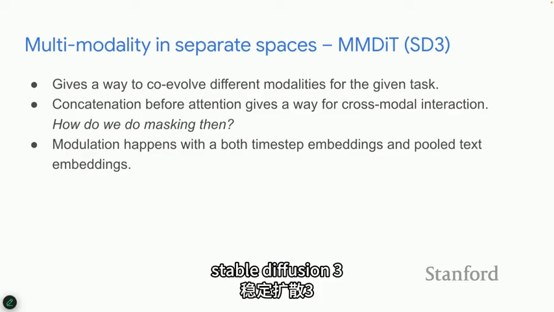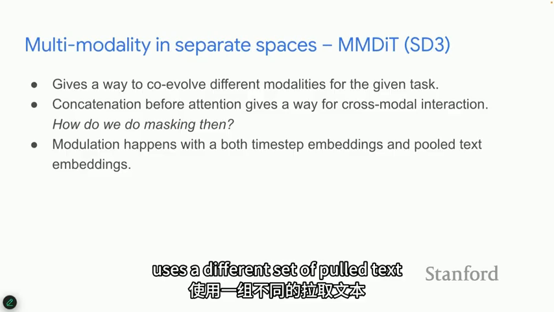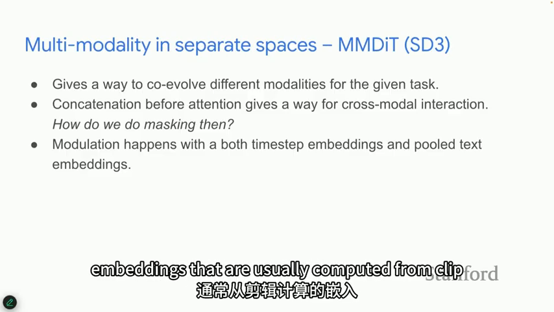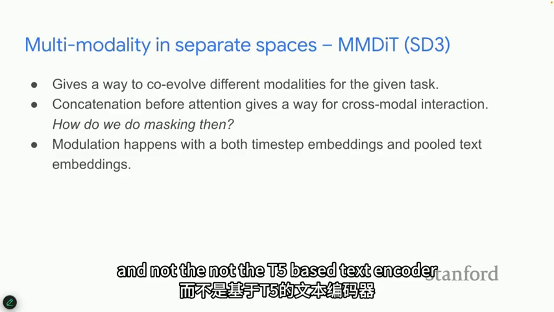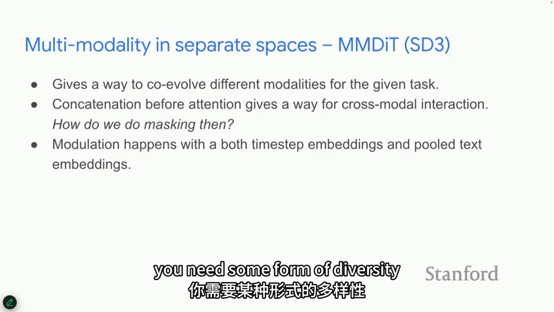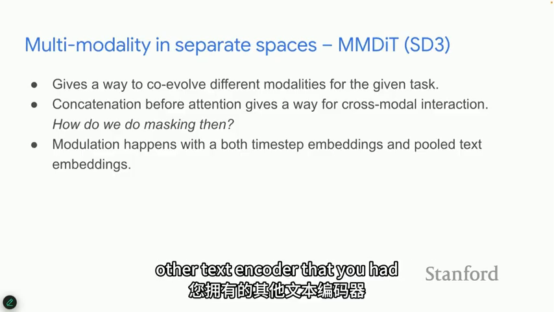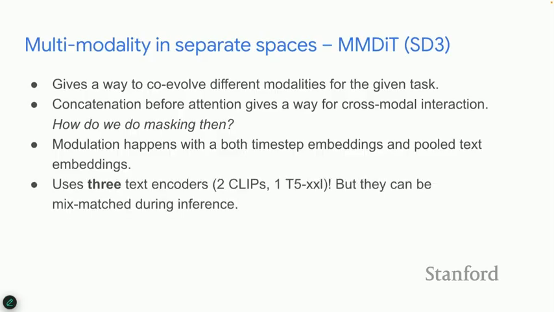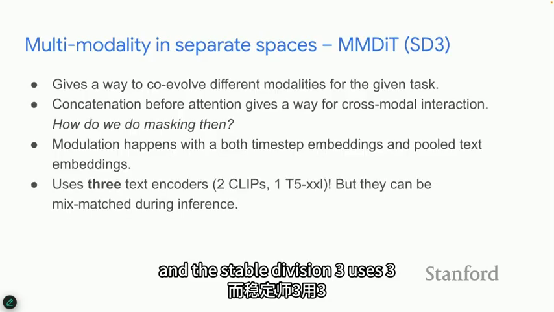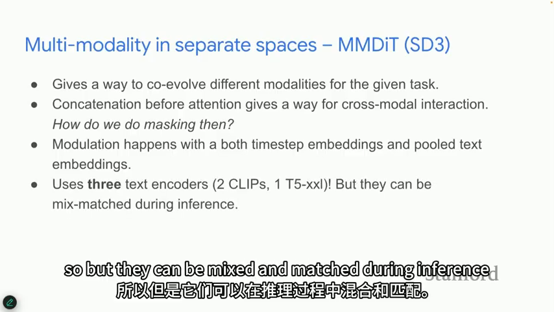So Stable Diffusion 3 uses a different set of pooled text embeddings that are usually computed from CLIP and not the T5 based text encoder. So you need some form of diversity to not end up inheriting the bias from the other text encoder that you had. And Stable Diffusion 3 uses three. But they can be mixed and matched during inference.